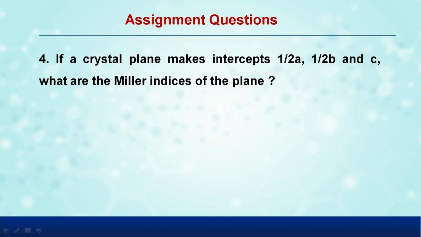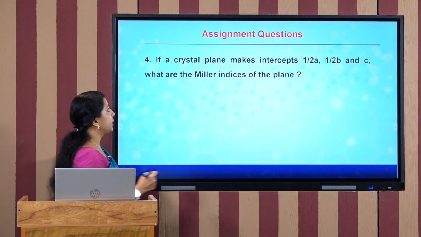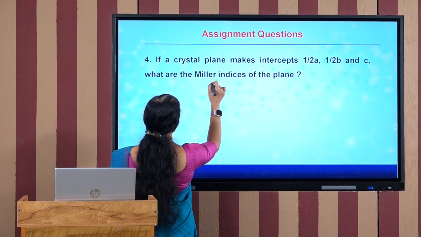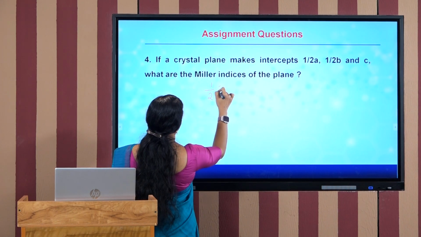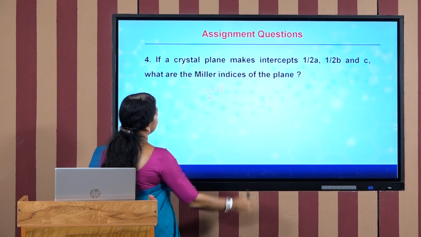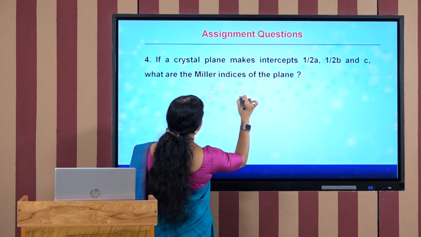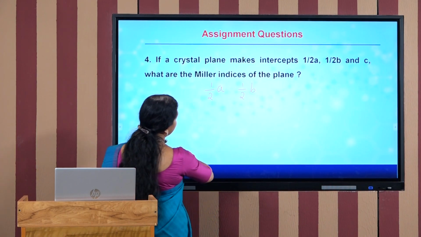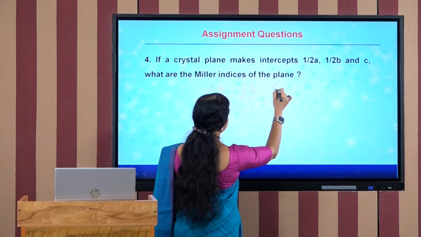Question number 4, if a crystal plane makes intercepts 1 by 2 a, 1 by 2 b and c, what are the Miller indices of the plane? So, we have the intercepts given: 1 by 2 a, 1 by 2 b and c.